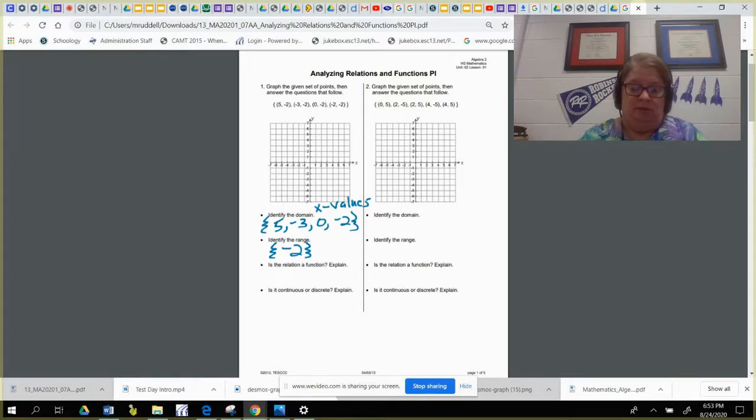Okay, I can put these back in the graph. We had a point there, and a point there, and there, and there. 4 points. 1, 2, 3, 4 points. That's it. Okay, so there's the graph. There's the domain of the x values. The range is the y values. The next question says, is the relation a function?